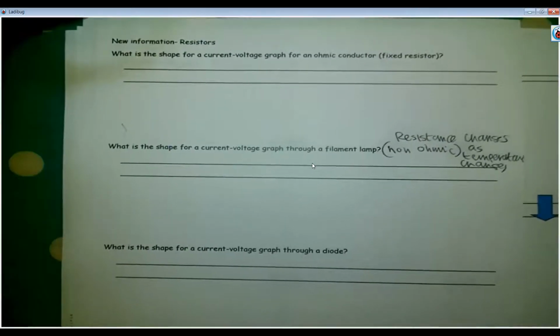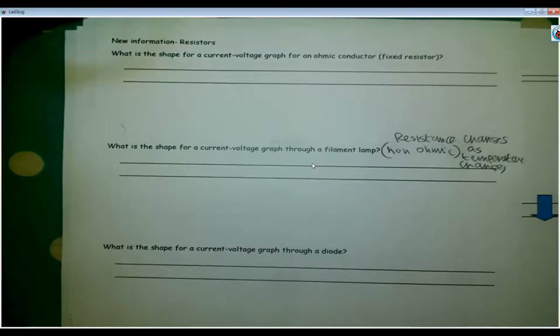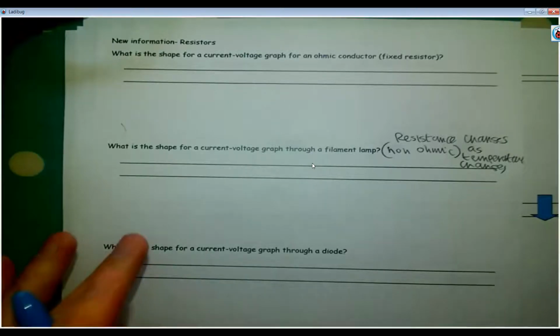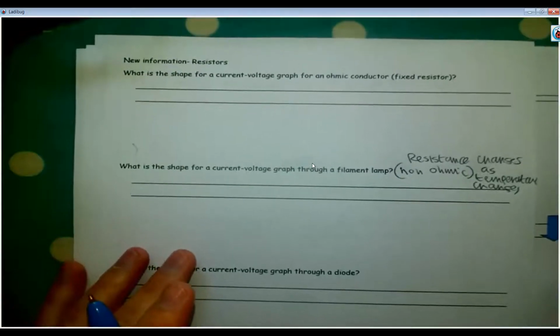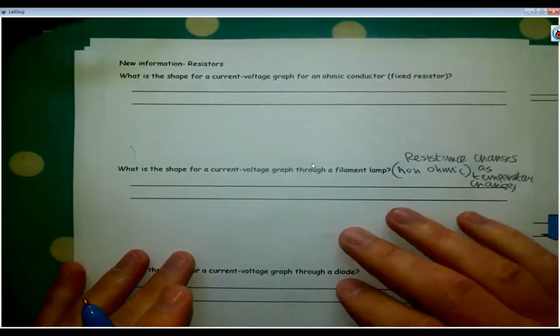Okay, here we are. So what is the shape for a current voltage graph for an ohmic conductor? Remember, we learned earlier that an ohmic conductor has a constant resistance at a constant temperature. So how could we say it in words, and how could we represent it on a graph?